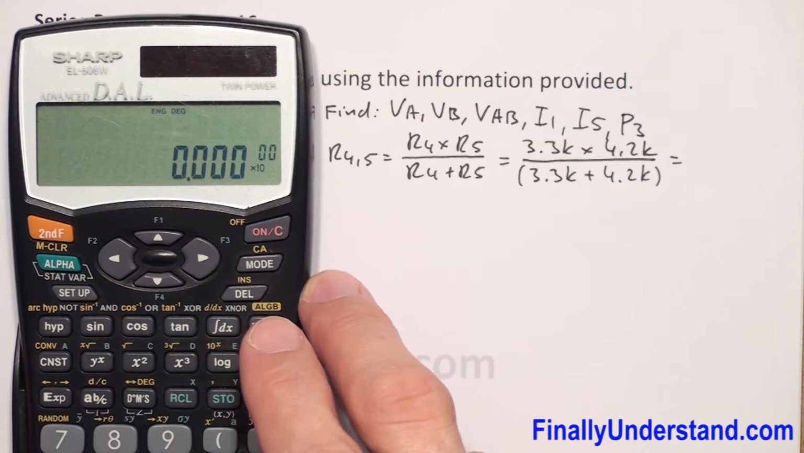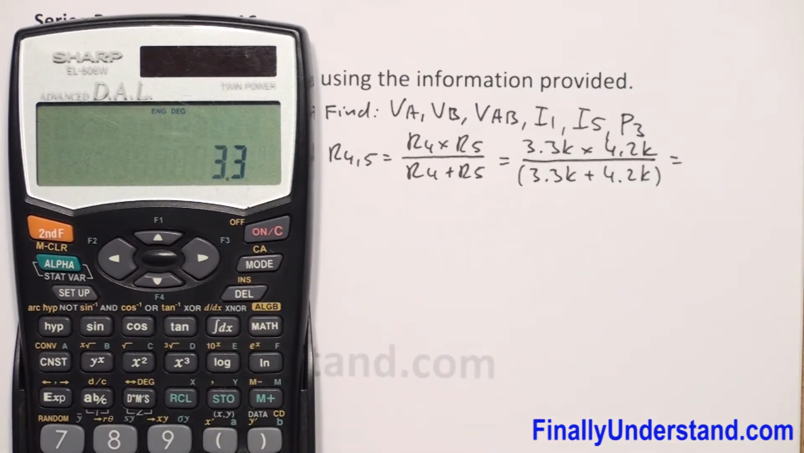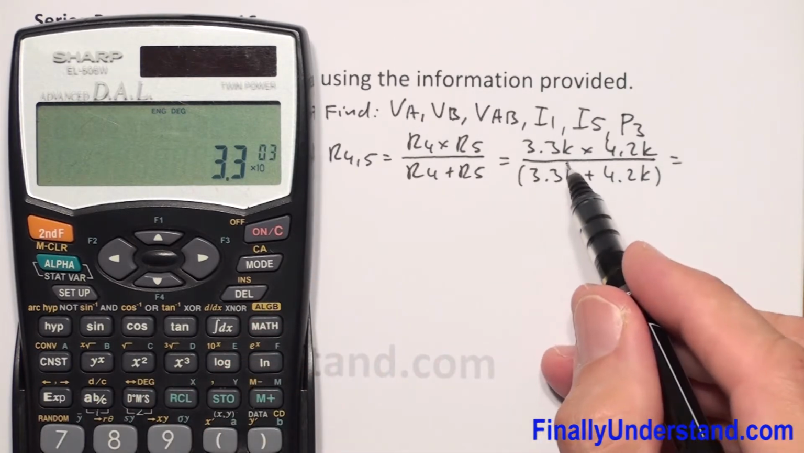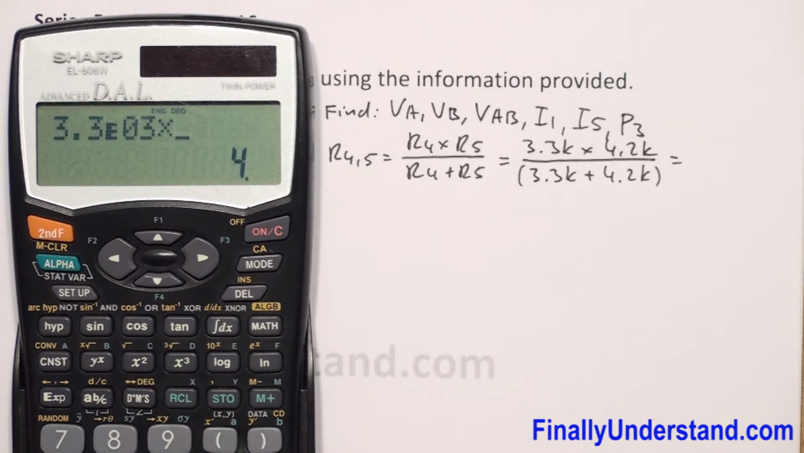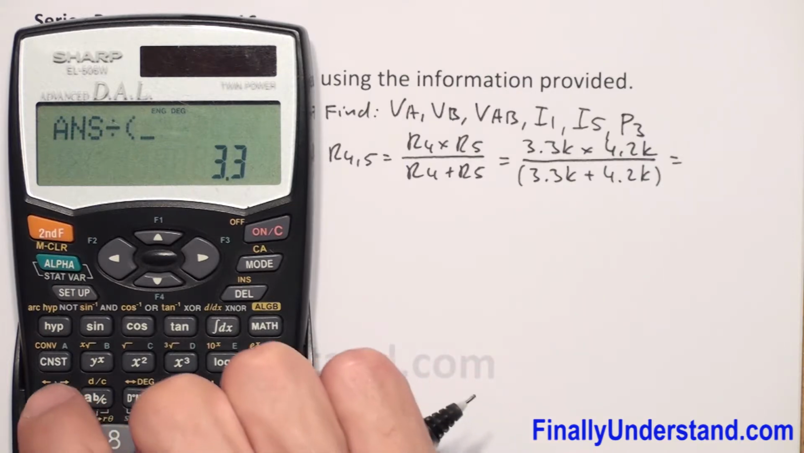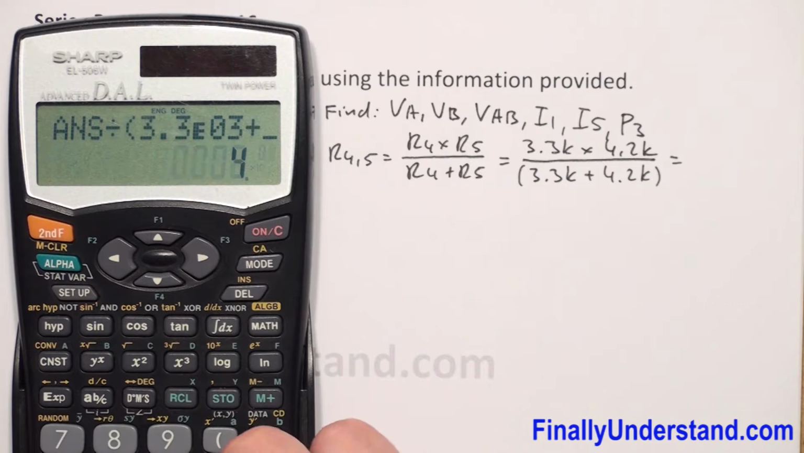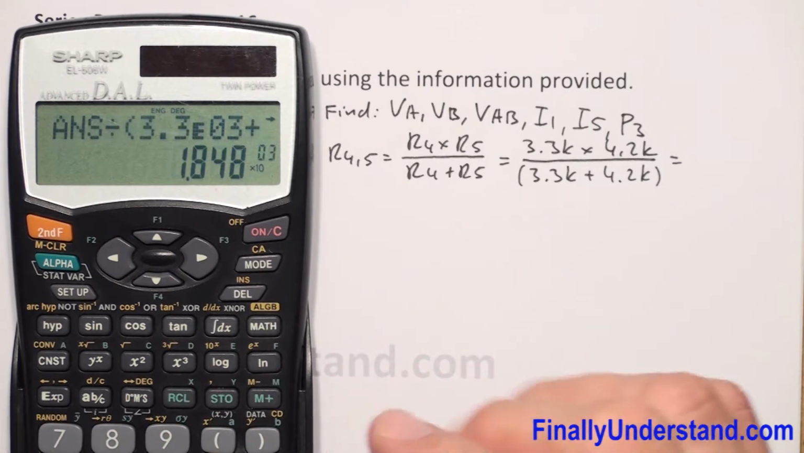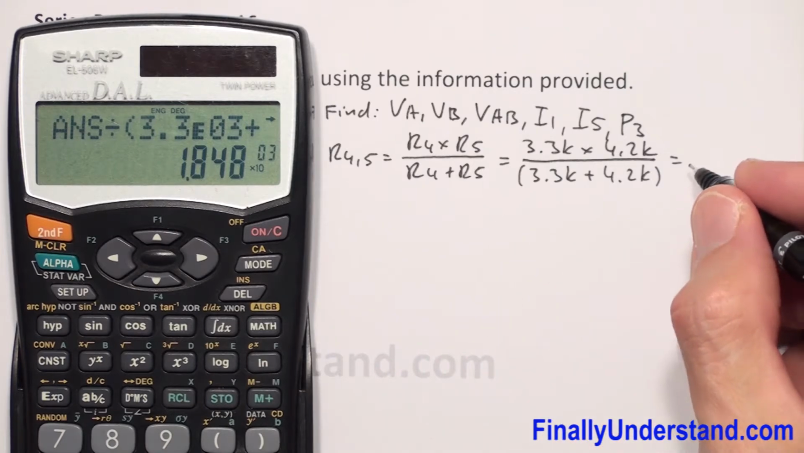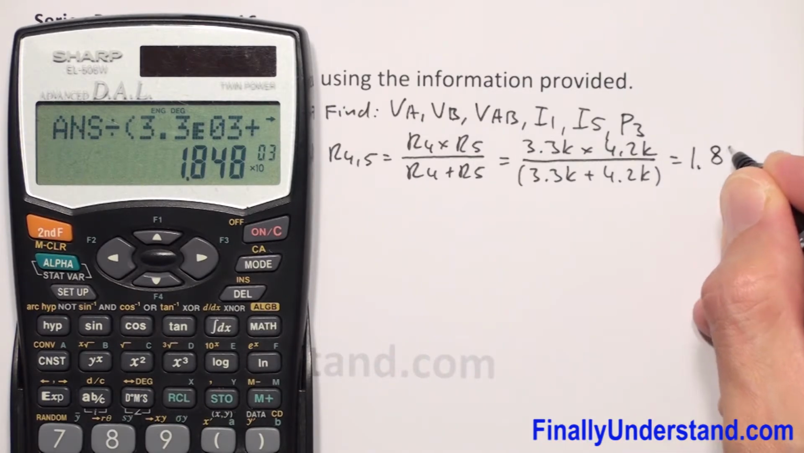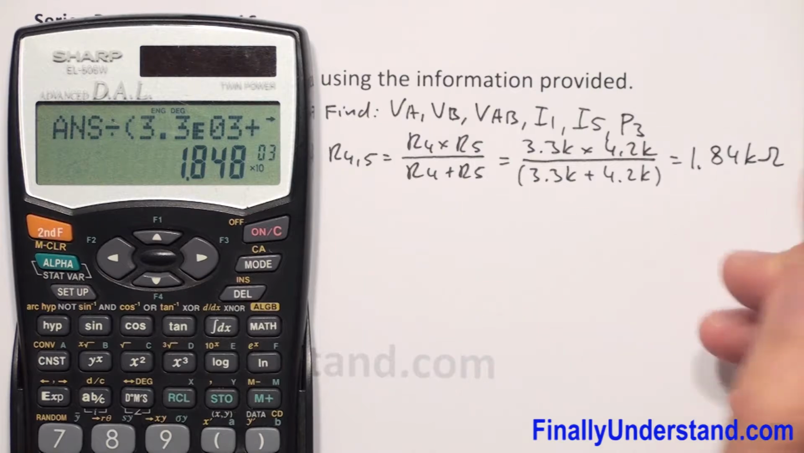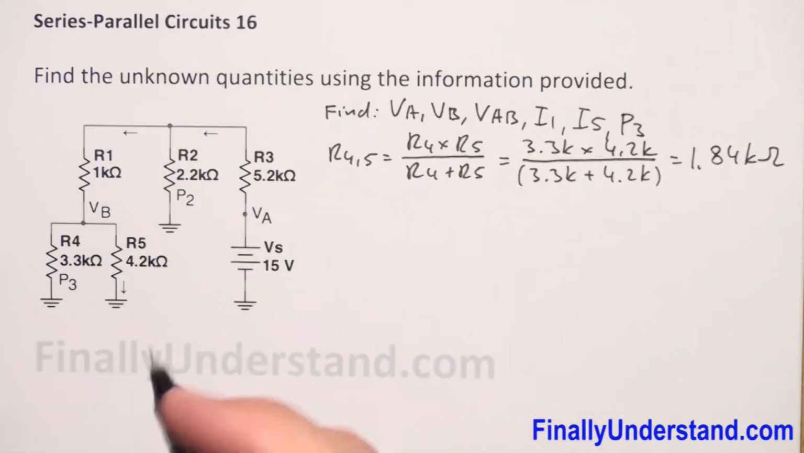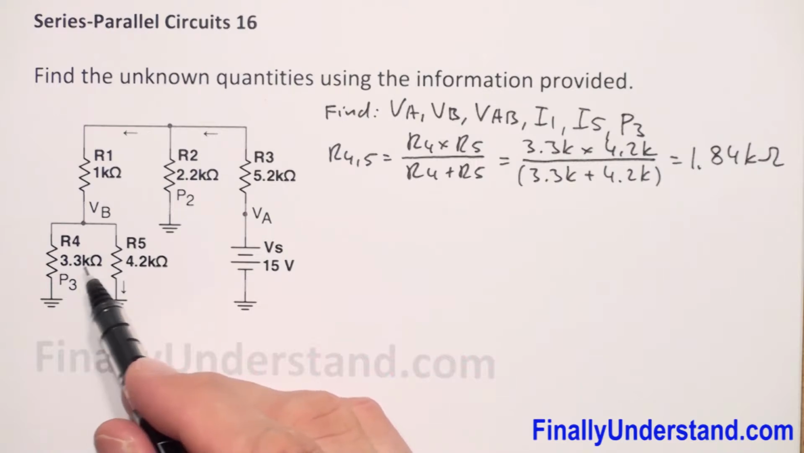So I have 3.3 exponent 3, because I have 3.3k, times 4.2 exponent 3 equals, divided by open parenthesis 3.3 exponent 3 plus 4.2 exponent 3 close parenthesis. This is equal to 1.84 kilo ohms. This is the equivalent resistance for these two resistors.